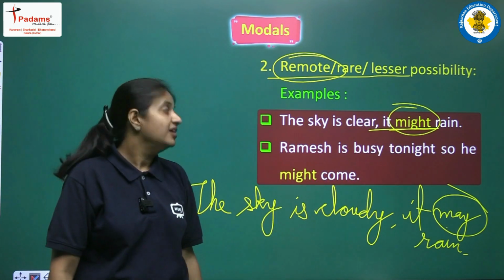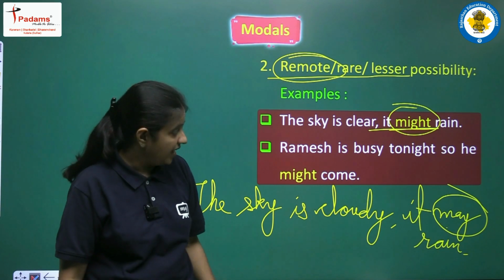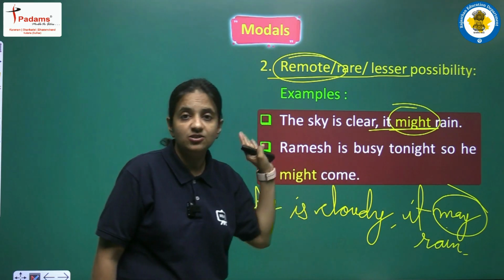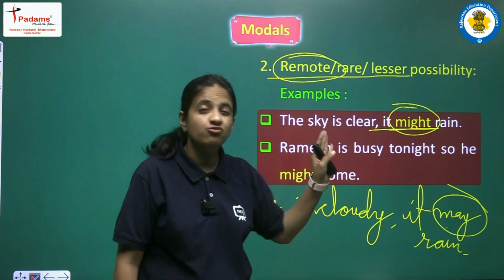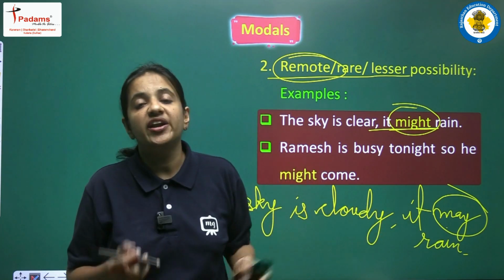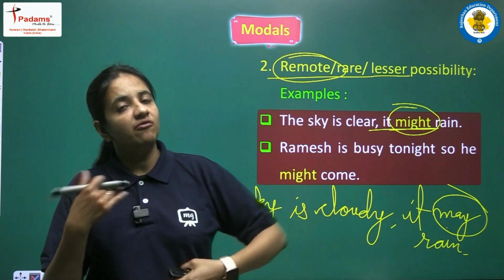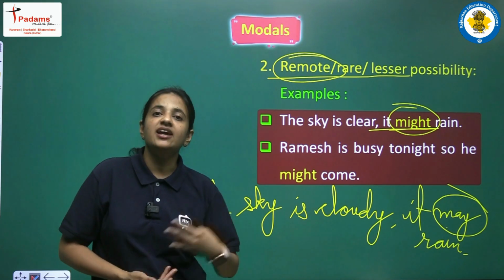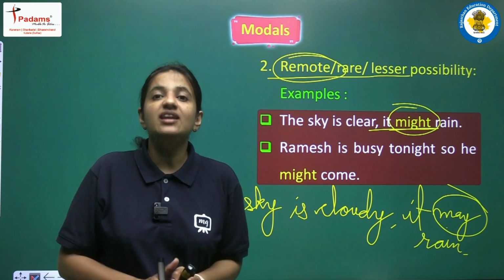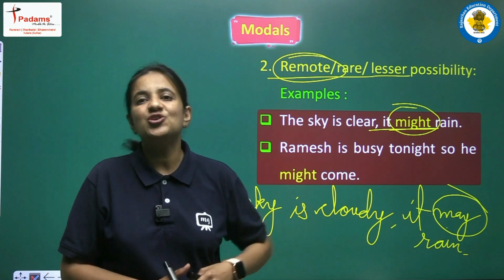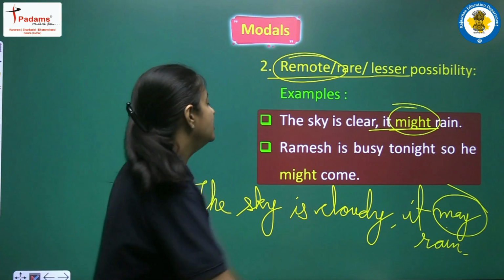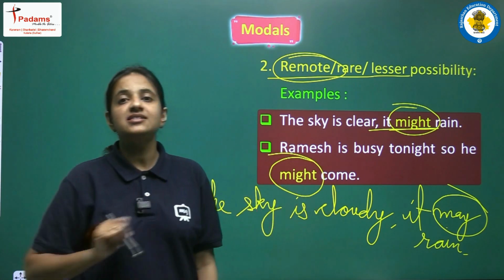One more example, Ramesh is busy tonight, so he might come. So here we are clearing this thing that Ramesh is very much busy tonight. So when he is busy, when he is already occupied somewhere, obviously the possibility that he will come is very rare, very less. And when we are trying to show remote possibility, rare possibility, or very less possibility, then we have to use might in a sentence.